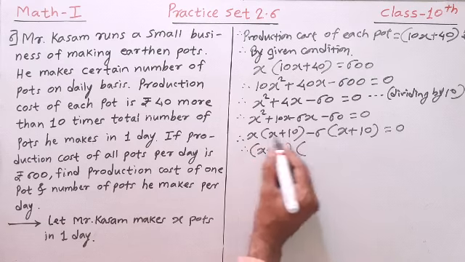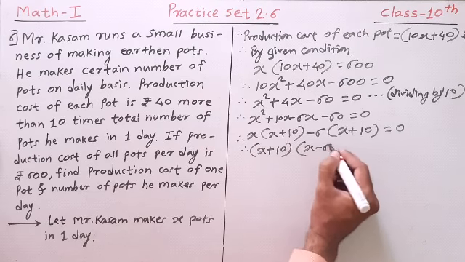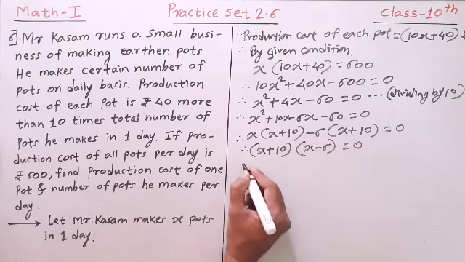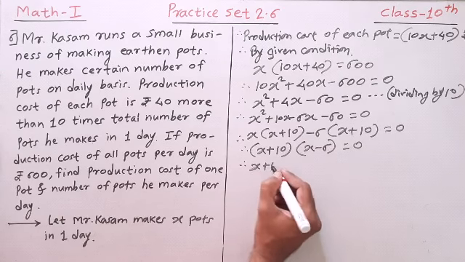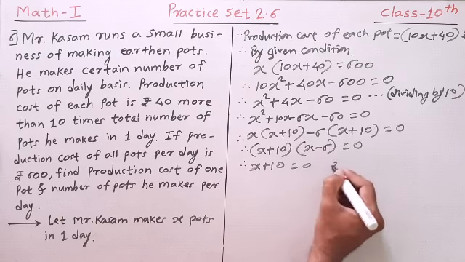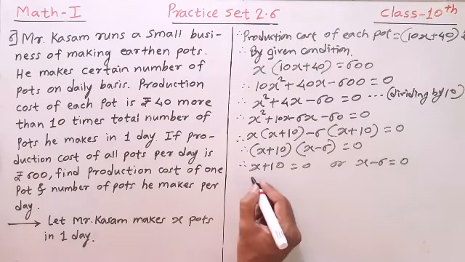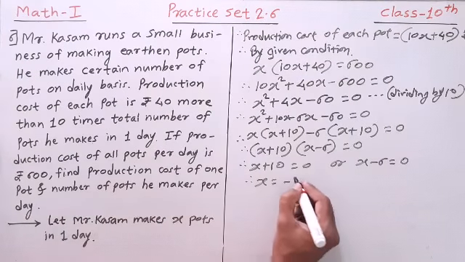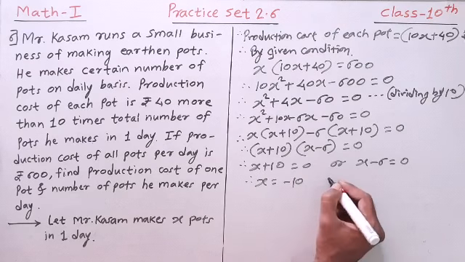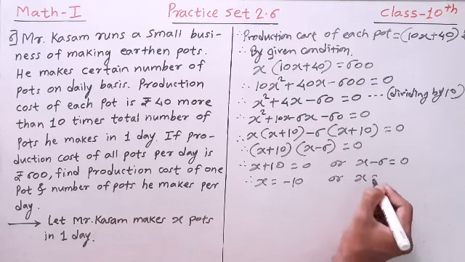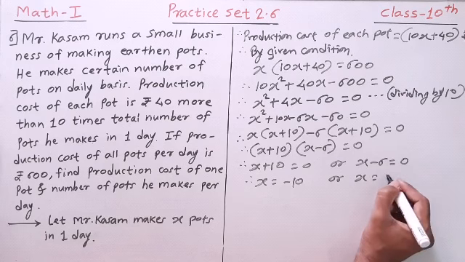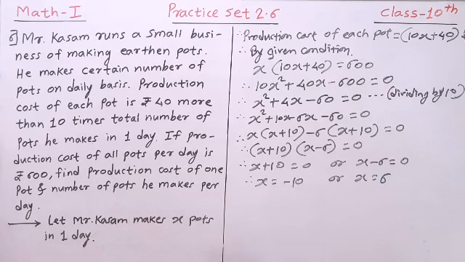What remains in the second bracket? x minus 6 is equal to 0. Therefore x plus 10 is equal to 0, or x minus 6 is equal to 0. Therefore x is equal to negative 10, positive 10 shifted to the right side, or x is equal to negative 6 shifted to the right side, it becomes positive 6.